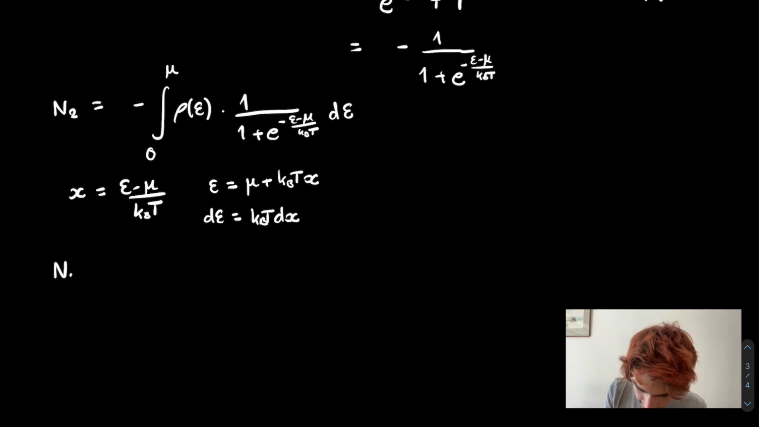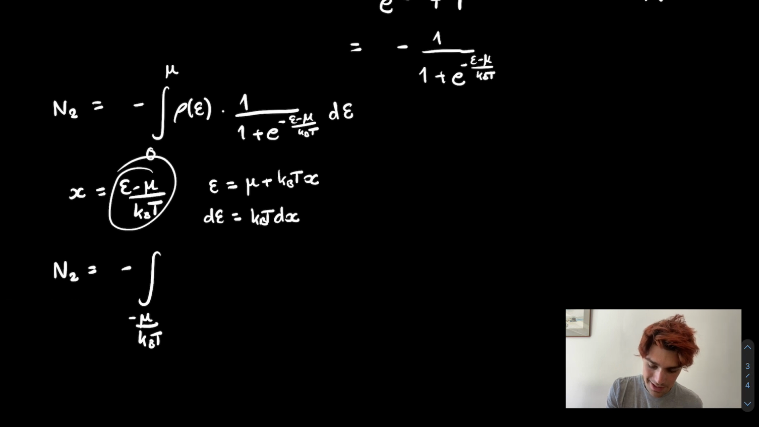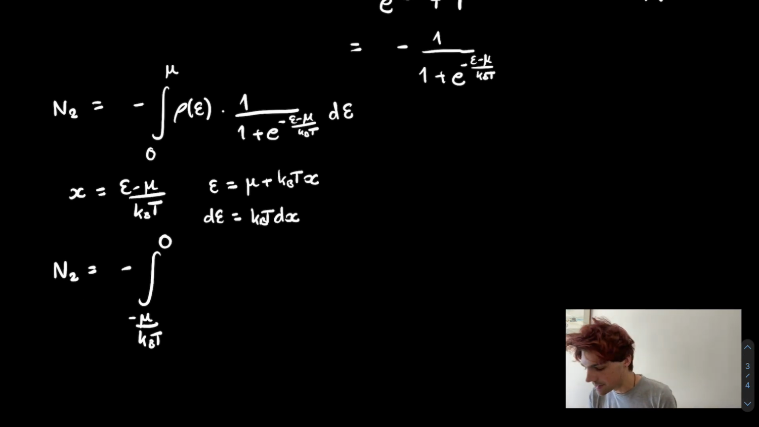So n2 is going to be equal to minus the integral. When epsilon is 0, we're going to get x equal to minus mu divided by kBT, right there. That's our lower limit, so our lower limit has now changed. And the upper limit, when epsilon is equal to mu, then what is x? Well, from this equation, when you substitute in epsilon equal to mu, you get mu minus mu, which is just 0. So the top limit is now 0.